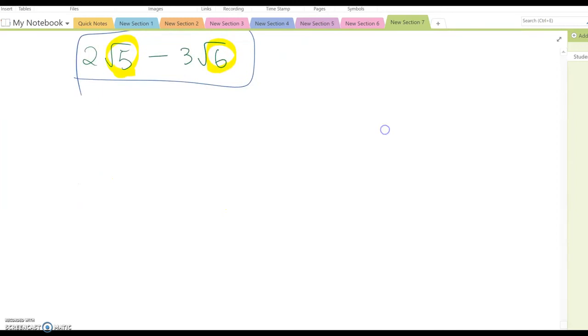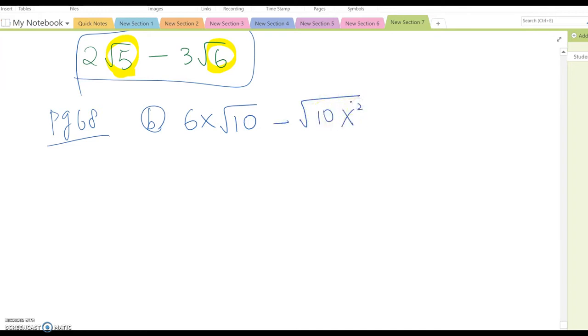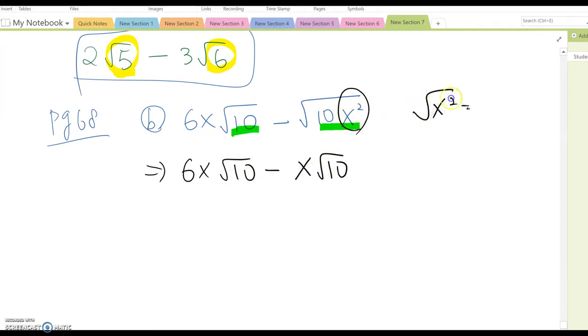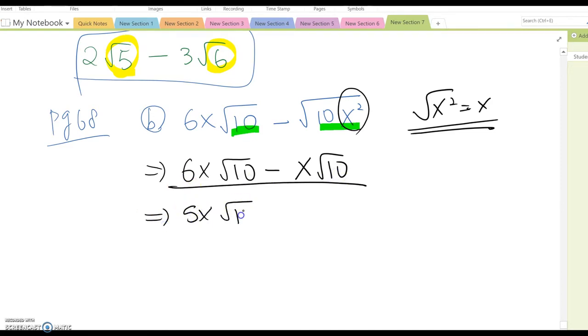Okay? Now let's look at a more complicated problem, page 68, letter B. It shows 6x square root 10 minus square root 10x squared. As is, we cannot subtract these two radical expressions because the base values are different. However, if you look carefully, there is x squared here, right? So you can rewrite it as 6x root 10 minus x root 10, because the square root of x squared becomes a single x. Therefore, you can simplify this to 5x root 10. That will be the answer.